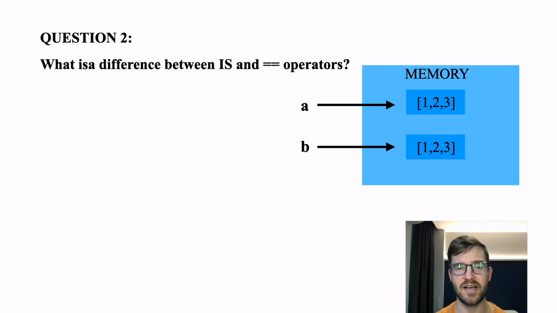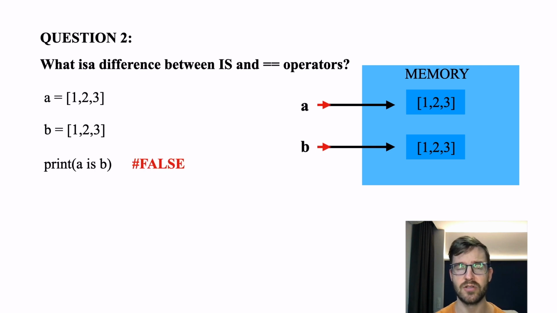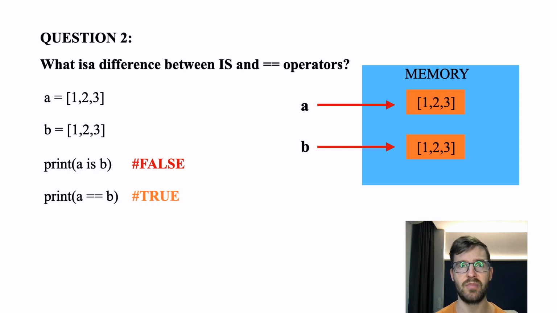On your screen, you can see an example. There are two variables, variable A and variable B. Variable A refers to a list, and variable B refers to a list. And the values, I mean the lists, have the same value. If we compare these variables using the is operator, on the output you can see false, because these variables refer to different locations in memory. And if we compare these variables using the equal operator, on the output you can see true, because the values of these variables are the same.